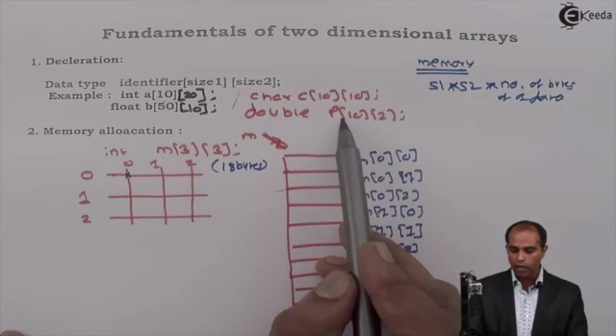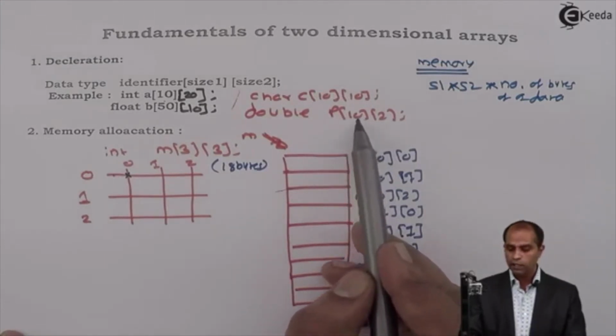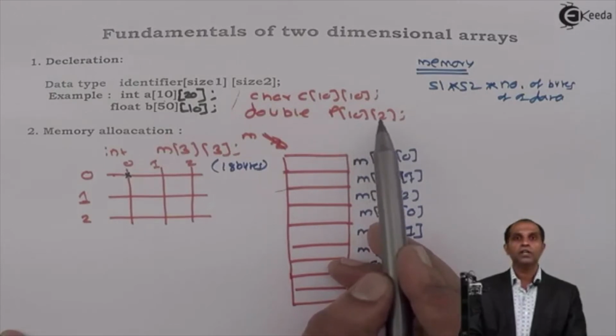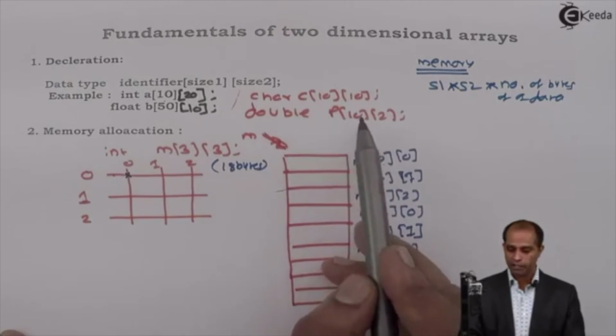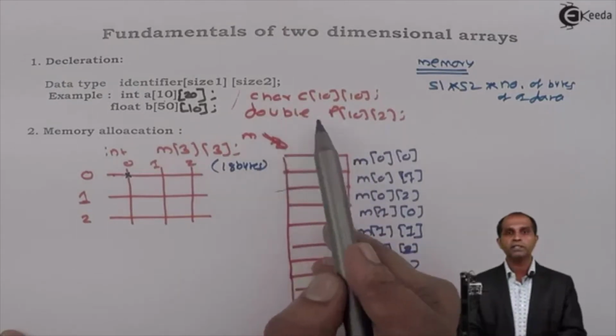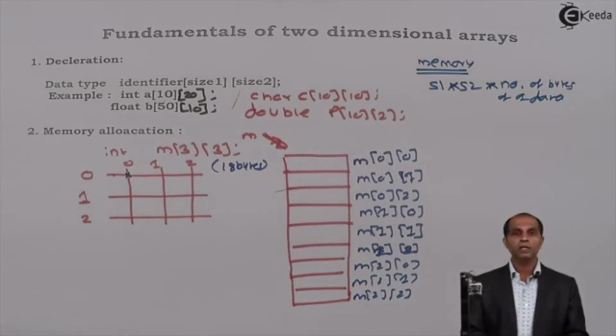Similarly, can you tell me how many bytes this P will have? Yes, you got it right. 10 multiplied by 2 is 20, multiplied by 8 is 160 bytes. So total memory consumed by this is 160 bytes. So we have to calculate the memory size as size 1 multiplied by size 2 multiplied by the number of bytes equal to one data, right?